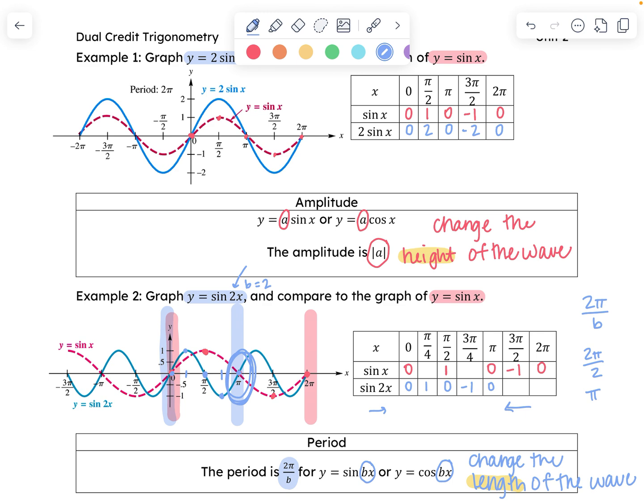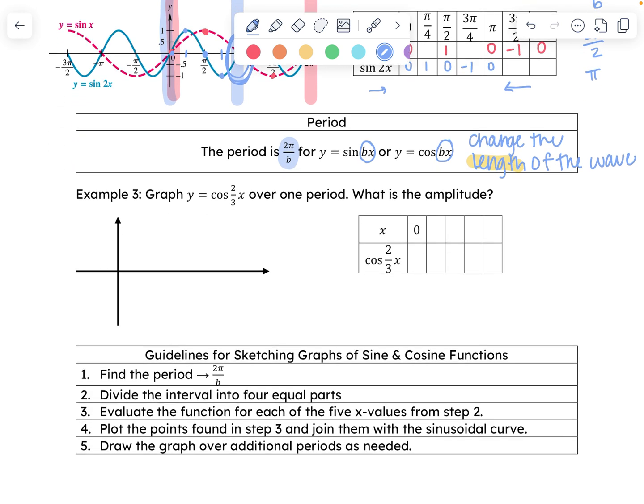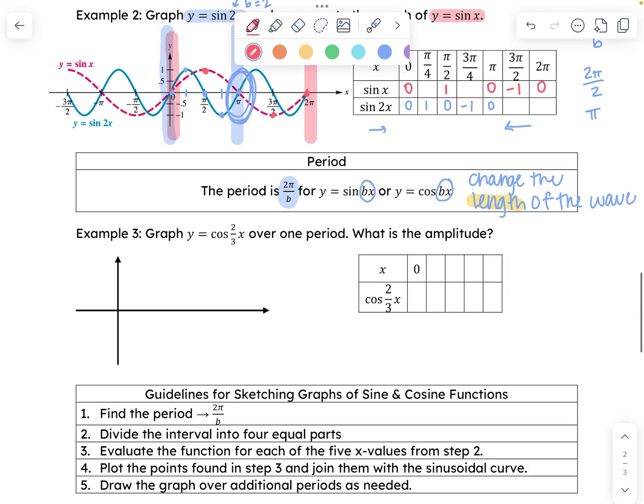Let's look at another one with the period, because that one is a little bit trickier to get through. So here I'm going to look at this. It says graph y equals cosine of 2/3 x over 1 period. And it also asks what is the amplitude. So the amplitude, remember, is if we have something we're multiplying in front of our sine or cosine. If I'm looking for my amplitude, you can see that I'm not multiplying by anything in front. So that means my amplitude is still just 1. So I'm going to go up to 1 and down to -1.